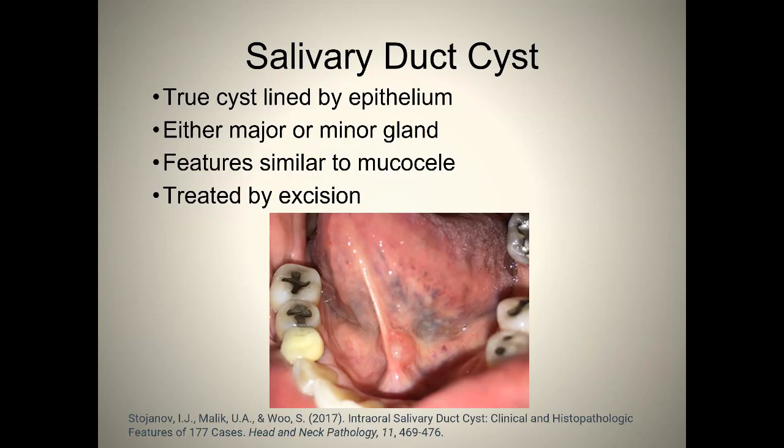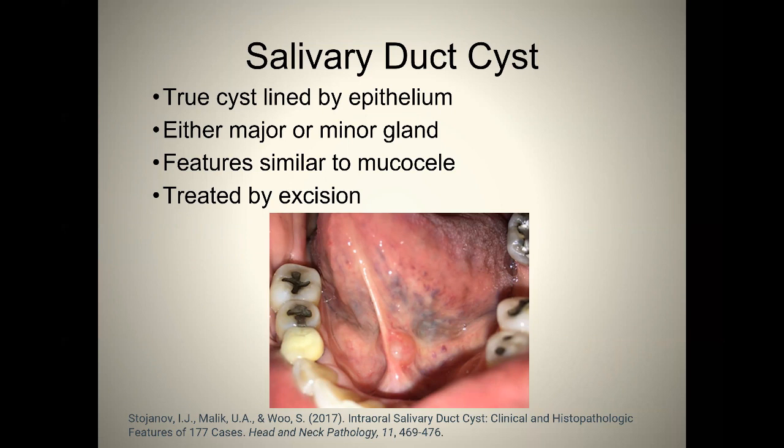A salivary duct cyst is a true cyst. That means that there is an epithelial lining. In a mucocele, there was no lining. It was just granulation tissue that tried to wall it off. A salivary duct cyst has a true lining around the opening in the middle. This can occur in a major gland, which you can see here. This was in the submandibular duct leading to the salivary duct cyst, or it could occur in a minor gland.